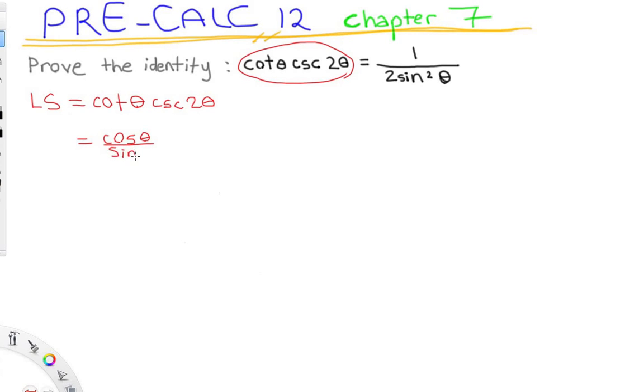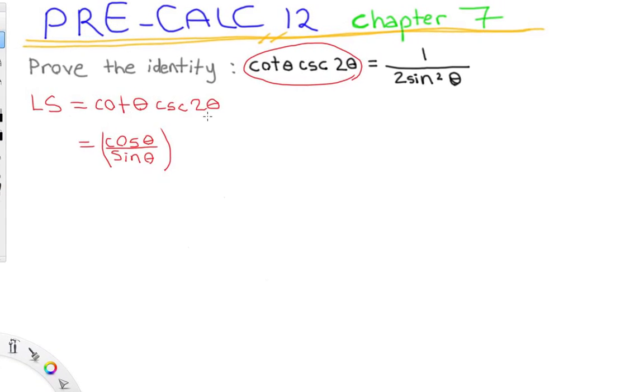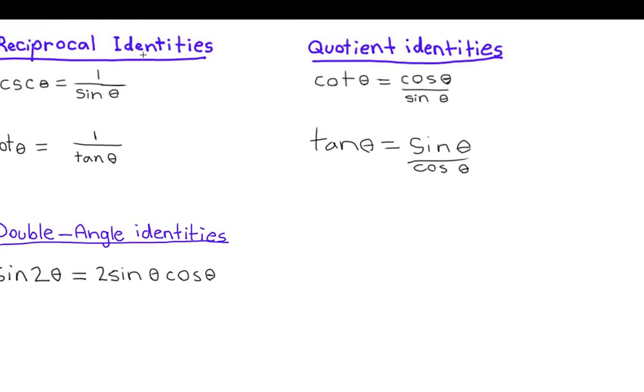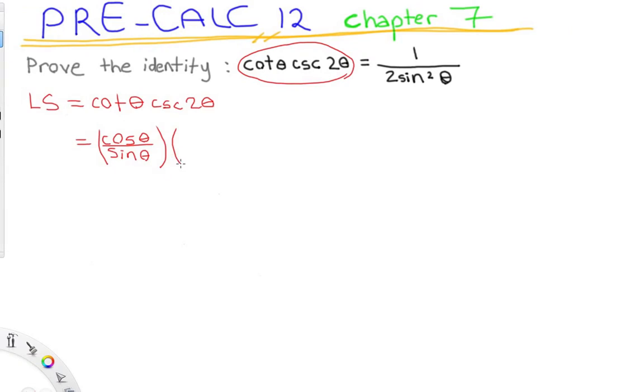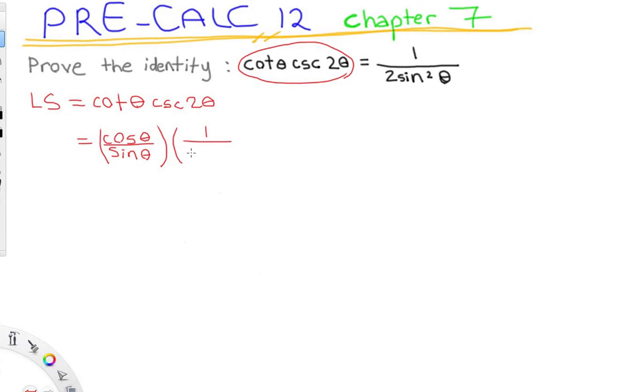We're multiplying this by cosecant 2 theta, so we're going to have to put brackets. And cosecant is the reciprocal identity, that is actually 1 over sine theta, so we can simplify it to that. And since there's a 2, we just write 1 over sine 2 theta. I don't think there's anything we can do here, so I'm just going to bring that down.